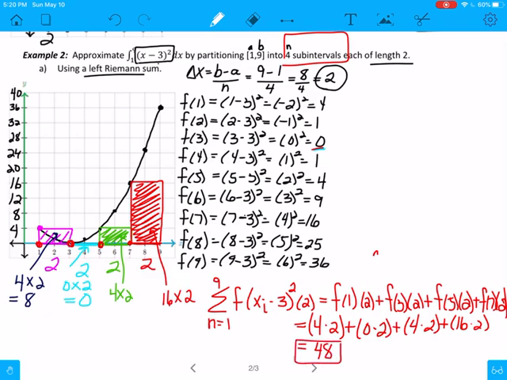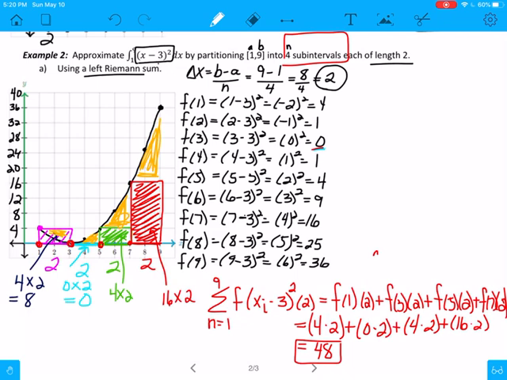And we know we're too small because if I shade the rest of the area underneath, I'm missing this part, this part, this part, and I was only a little above over here. So the above does not outweigh the below that we're missing, so this area is too small.